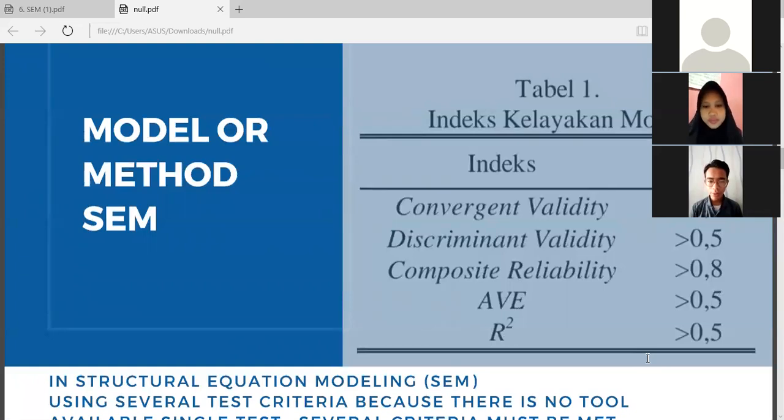Model or method SEM. In the structural equation model SEM, several test criteria are used because there is not a single tool, so we can see in the first table, Table 1, the model feasibility index. The first is convergent validity, discriminant validity, composite reliability, average variance extracted or AVE, and R squared. Next slide.